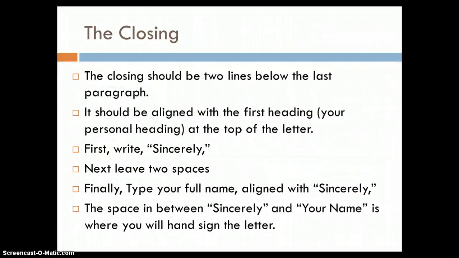The final thing is the closing, which is 2 lines below the last paragraph. You want to align the closing with the very first heading, which is your personal heading, and that goes over towards the right side of the document. You write sincerely, that's the best way to close this, followed by a comma, then leave 2 blank spaces, and then in alignment with sincerely, you want to type your full name.